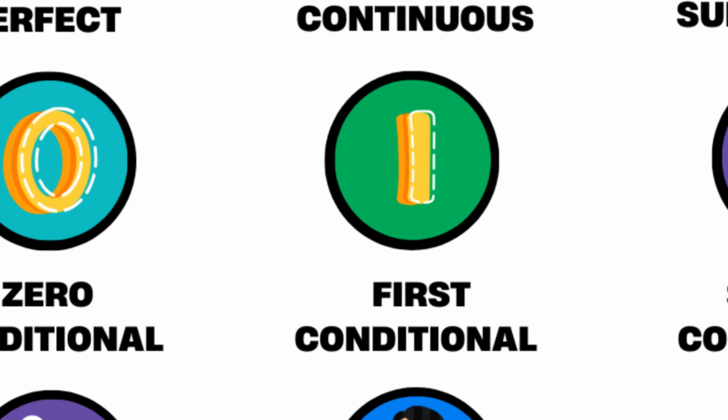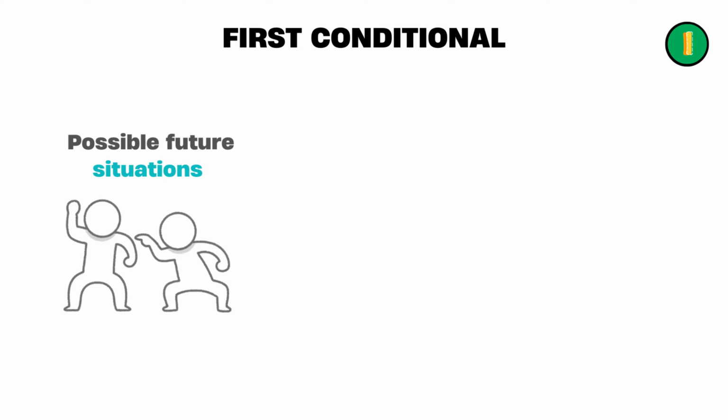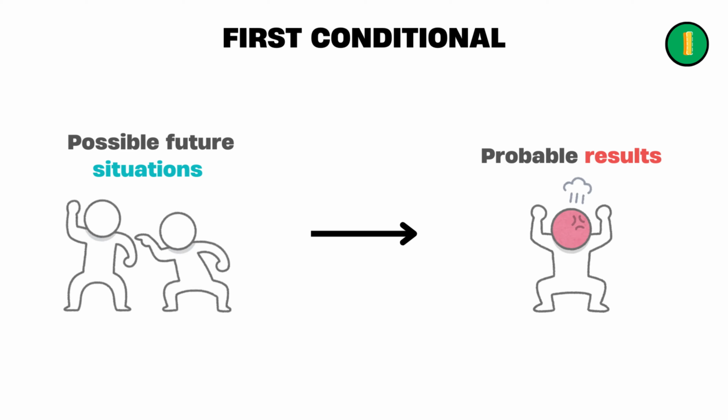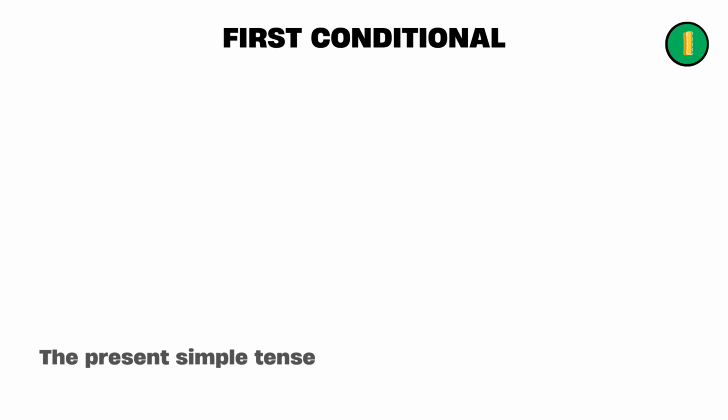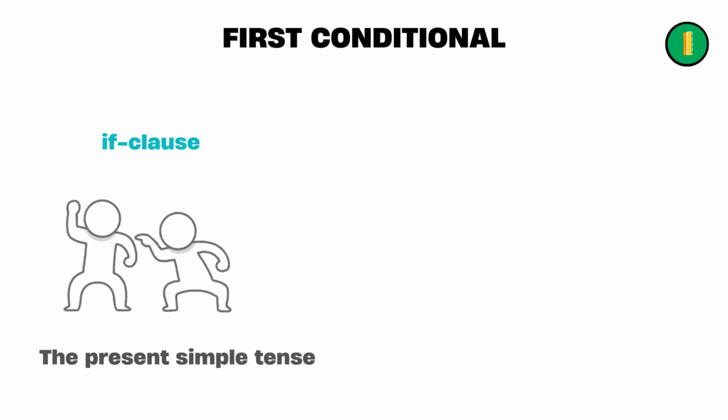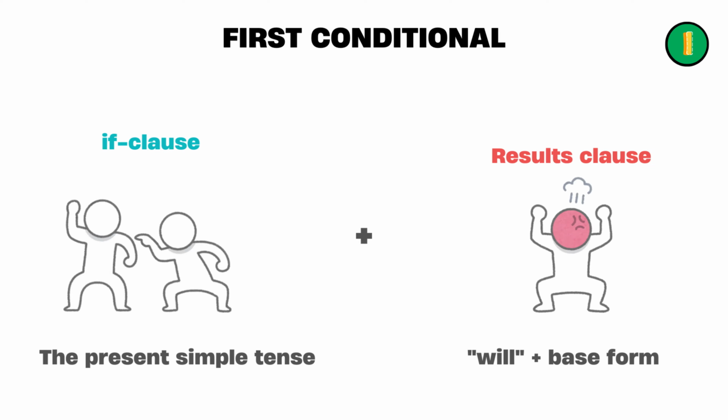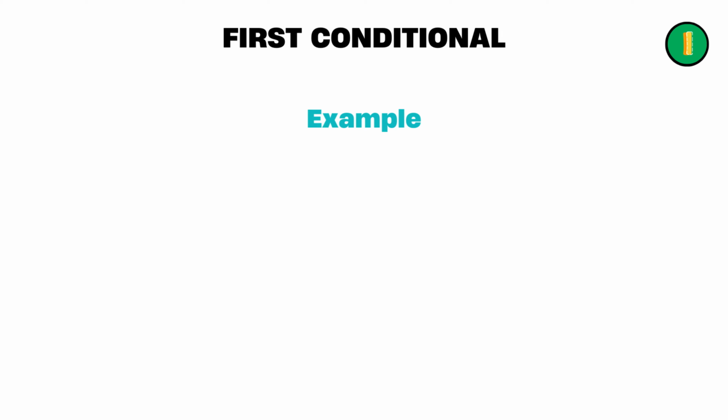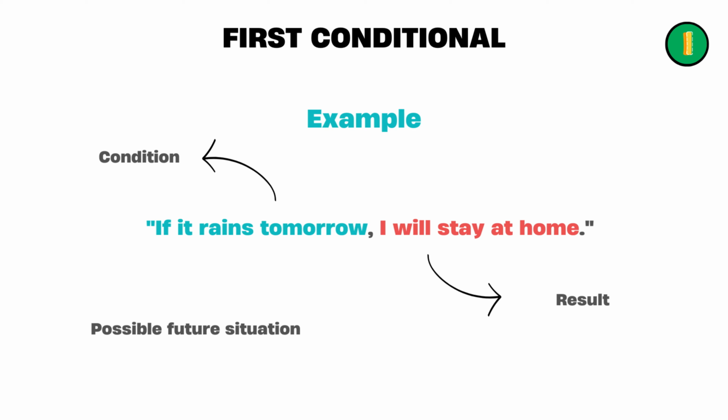Conditional sentences. First conditional describes possible future situations and their probable results. It uses the present simple tense in the if clause and will plus base form in the result clause. Example: if it rains tomorrow, I will stay at home.